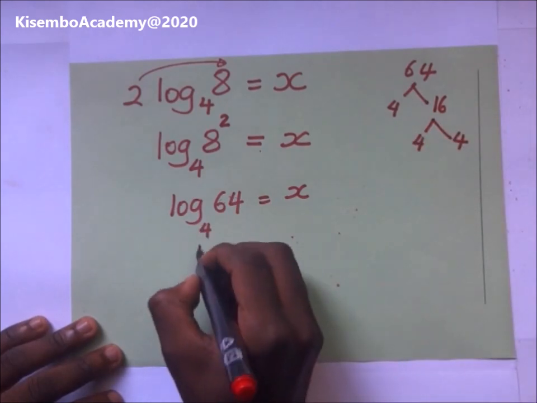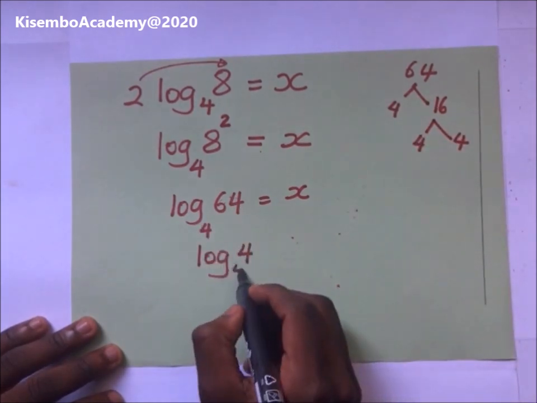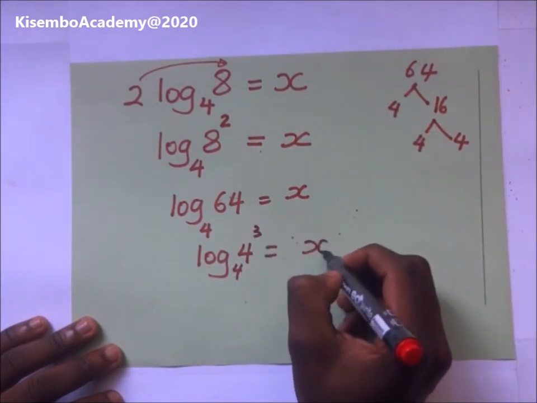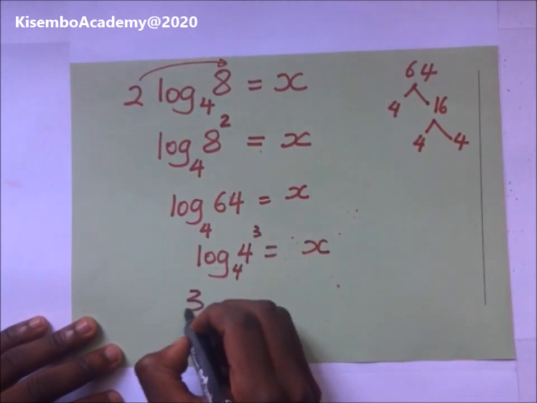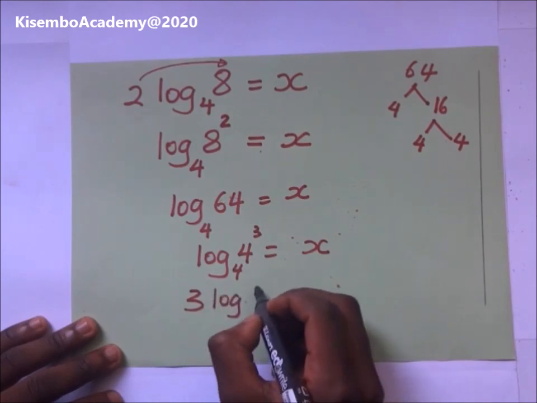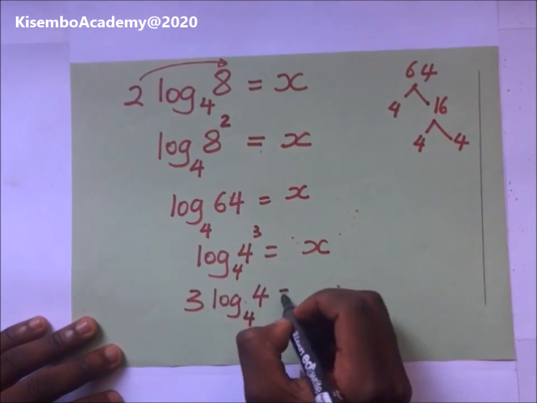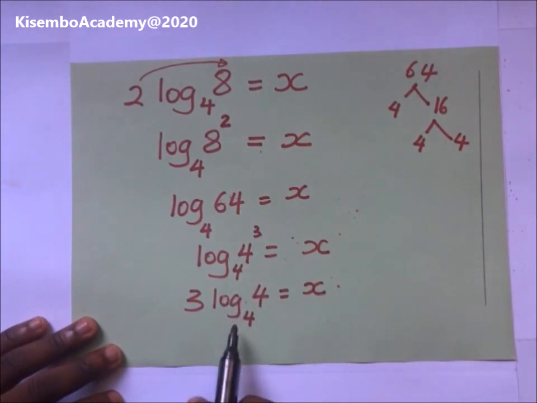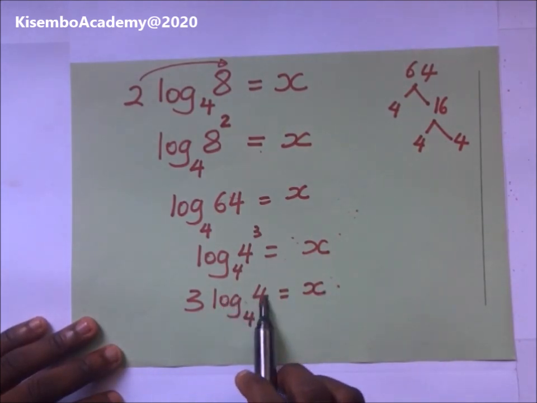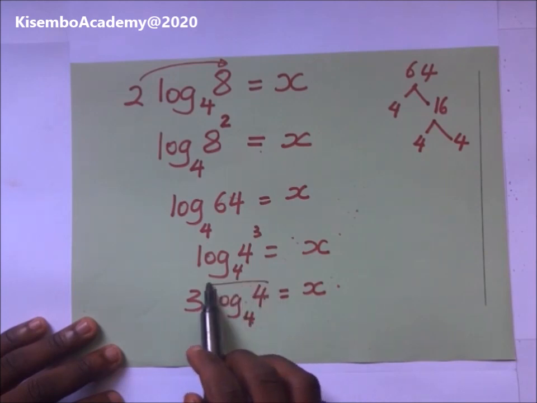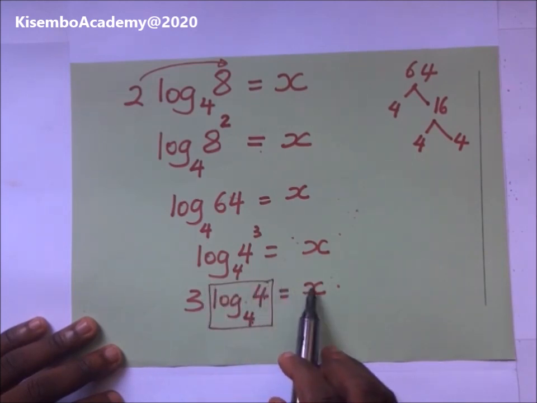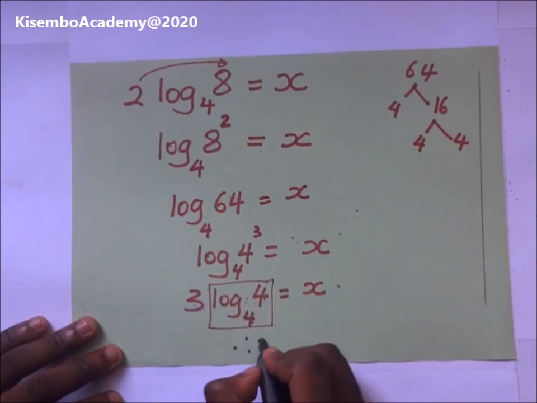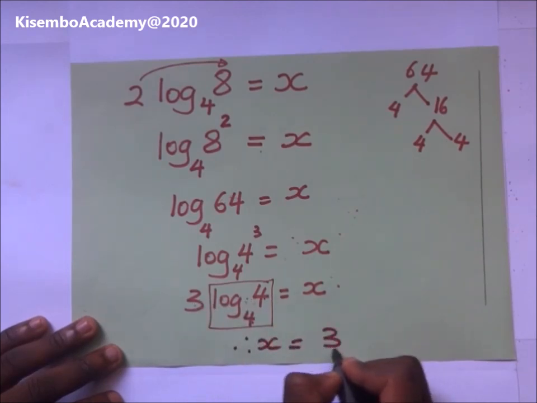So it means that this is the same as the logarithm of 4 base 4 to the power 3 is equal to x. So this is the same as 3 log of 4 base 4 is equal to x. And definitely, when you have a log of 4 and its base is the same, this is equal to 1. So x is going to be equal to 3 times 1, which is 3. Therefore our value of x is 3.